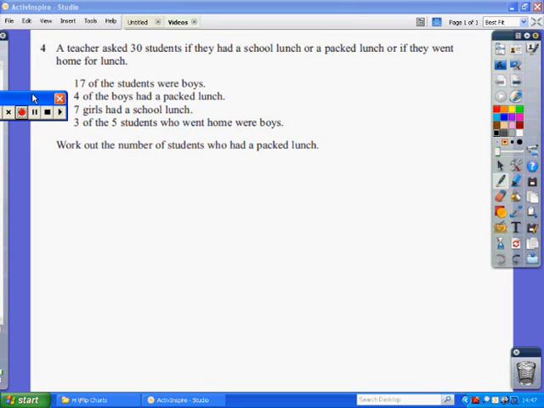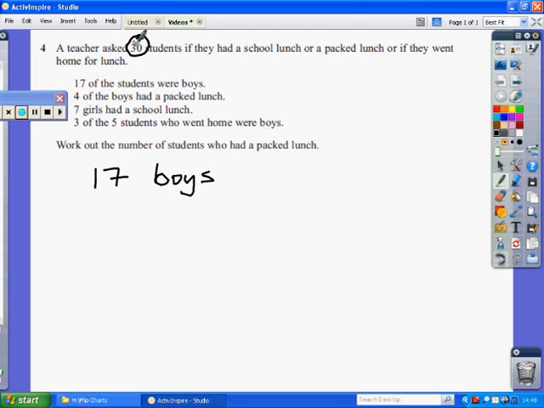Now this is one of those questions that isn't particularly difficult, but because a lot of information has to be read, students sometimes find them quite difficult. So first of all, I'm going to write down how many students were boys, which was 17 boys, and we can infer from that that if there's 17 boys, there's 30 students altogether, then there must be 13 girls.